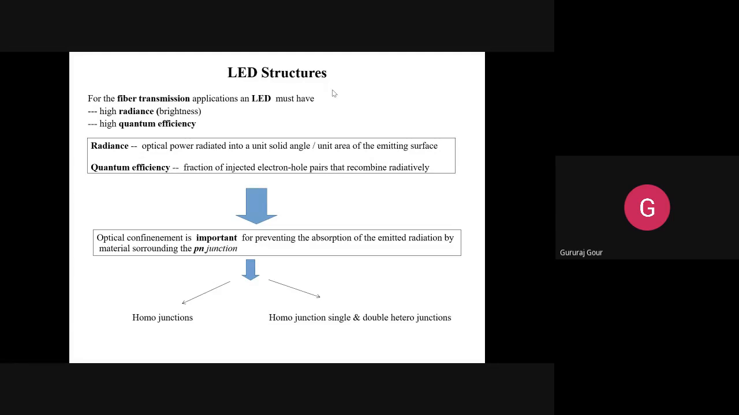So coming to the LED structures for fiber transmission applications, the LED must have high radiance. The brightness of light we are getting or emitted from the LED should be high, and high quantum efficiency. So these are the two. The first one, the brightness. Radiance means what? Optical power radiated into a unit solid angle, per unit area of emitting surface. That is a cone angle governed by the critical angle.